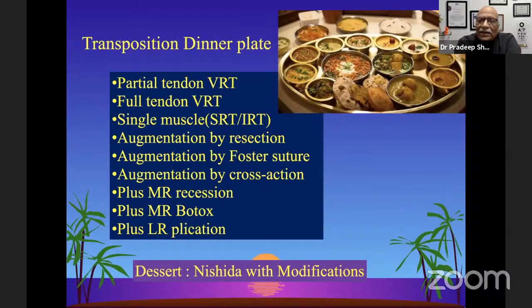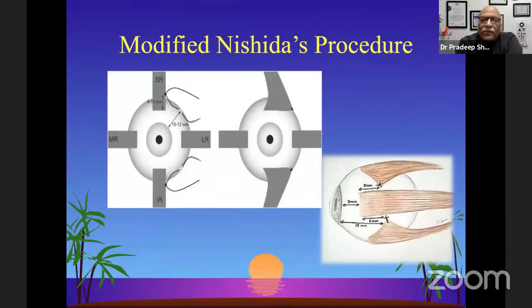But if you are still wanting something more, that dessert is still there. And that's the Nishida's procedure with the modifications. So the modified Nishida's procedure, which has been described by the Japanese group, is done without disinserting the vertical recti, without splitting the superior and the inferior recti, and using the force to vectorize it. But the interesting part is the effect has been directly communicated to the sclera, unlike the Jensen's procedure in which the force of the vertical recti was partially wasted being through the paralytic lateral recti.